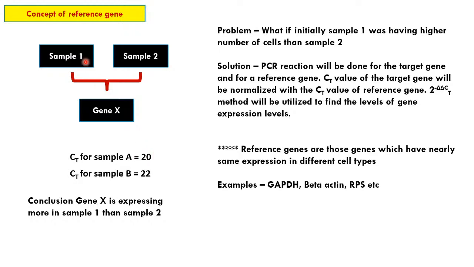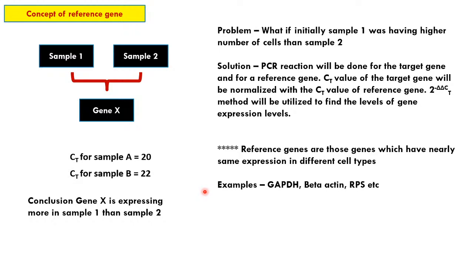But if you do the real-time PCR for GAPDH also, you will see that in GAPDH also the CT values are less in A and high in B. But logically the GAPDH expression should be equal in sample A as well as sample B, because these are housekeeping or reference genes. Even in the case of GAPDH, if the CT values are different, it means we have made a mistake, we have taken a different cell number, right?